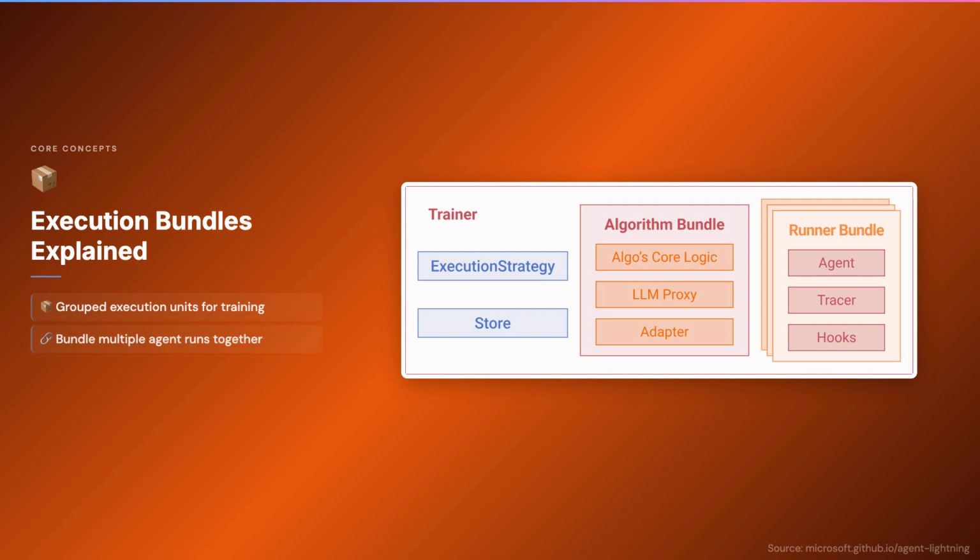Execution bundles are a key concept in Agent Lightning. They group multiple agent execution runs together as a training unit. This enables batch-level reward computation, where you evaluate agents across many tasks simultaneously. Bundles also enable efficient parallel training execution, making the most of your compute resources.